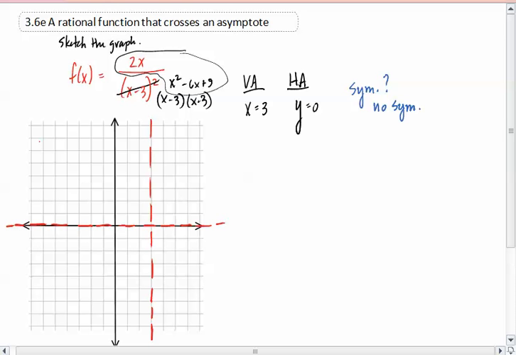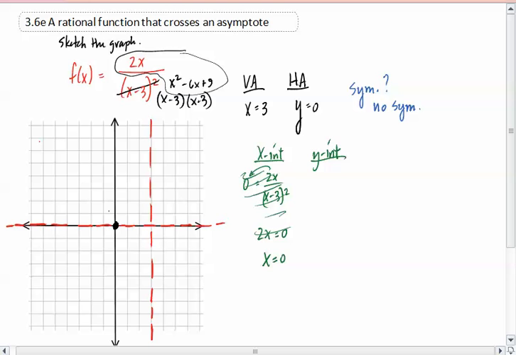Let's now take a look at the x and y intercepts. X-intercepts are when we make y equal 0. In other words, we take out the y and put in a 0. Notice it doesn't matter what the bottom is. The only time a fraction can be 0 is if the top is 0. The top will be 0 when x is 0. So my x-intercept is x equals 0. Interesting, right? It's going through that horizontal asymptote.